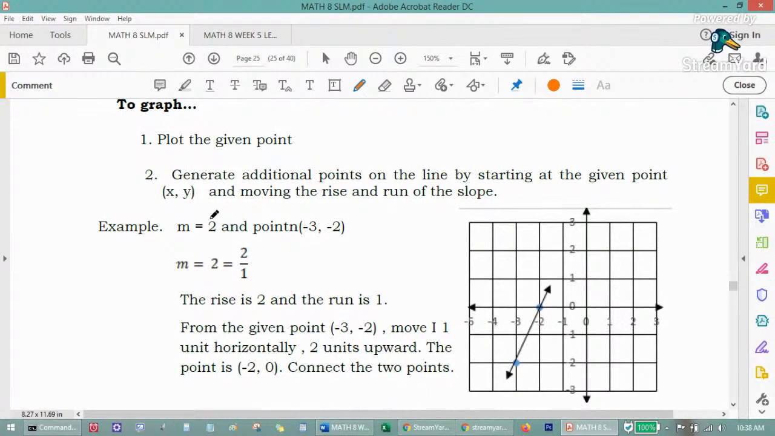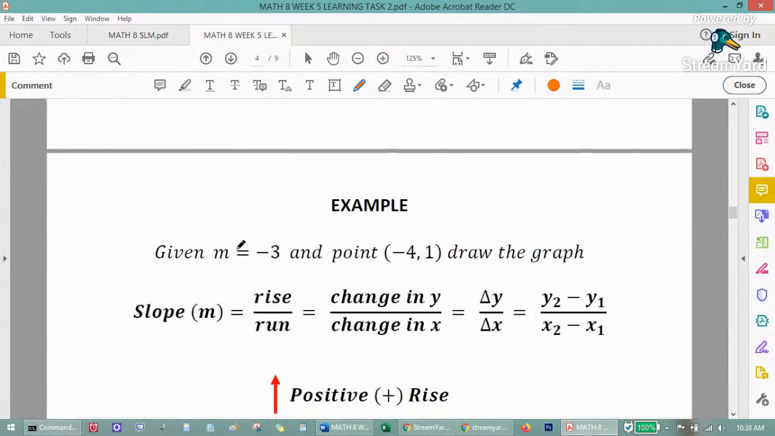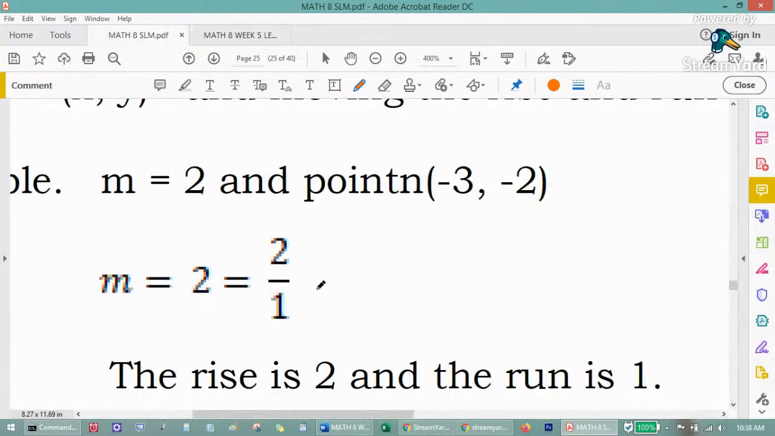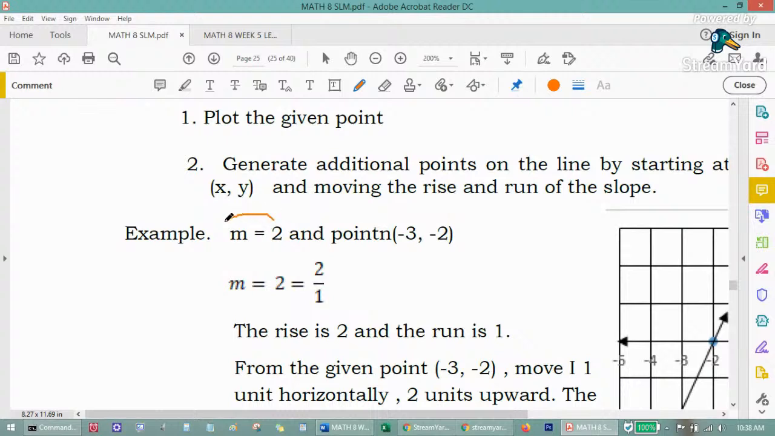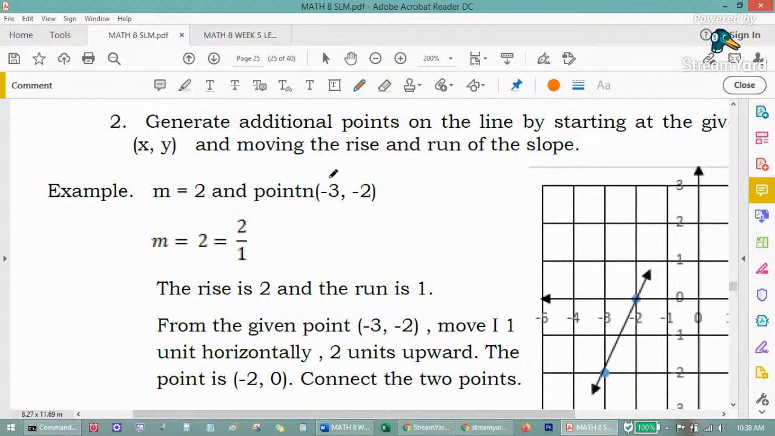But instead of using positive slope, ginawa ko dito is negative slope. Example na negative slope para medyo challenging ng konti. So, dito, binigyan tayo ng isang slope at isang point. I-drawing daw natin yung graph. I-discuss muna natin to. So, ang unang gagawin is hahanapin muna natin yung point.